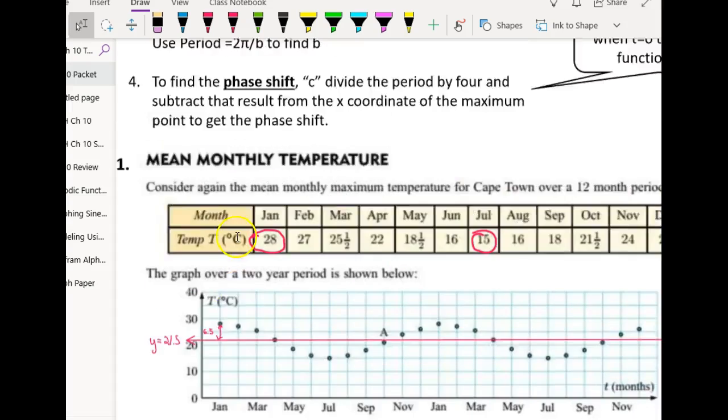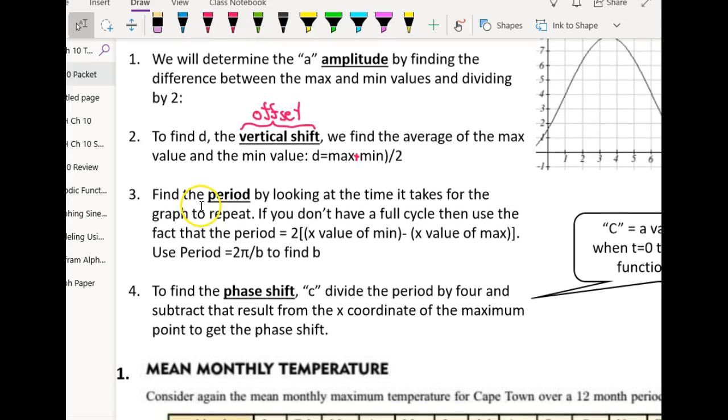Our next step is to determine what the period is. To find the period, we look at the time it takes for the graph to repeat. If you don't have a full cycle, then you use the fact that the period is the x value of the minimum minus the x value of the max, times 2. If we don't have a full cycle to work with in our data, we can create it by doing this.